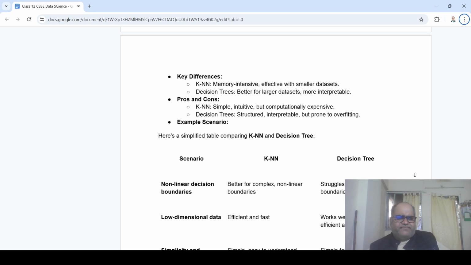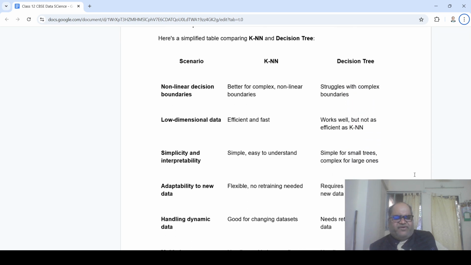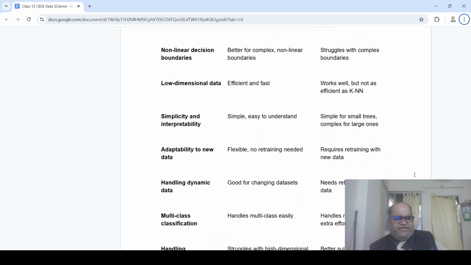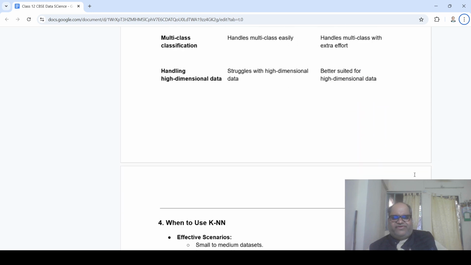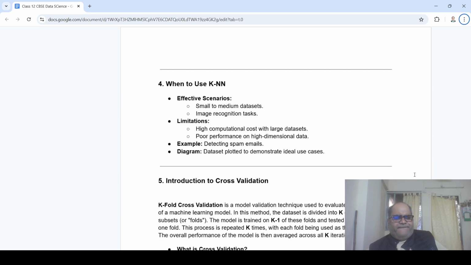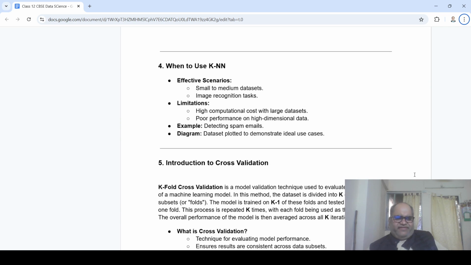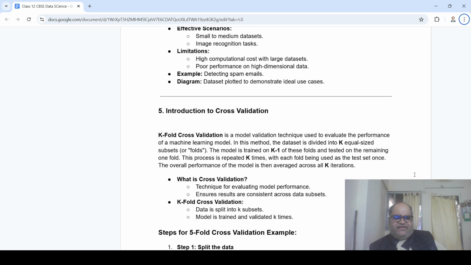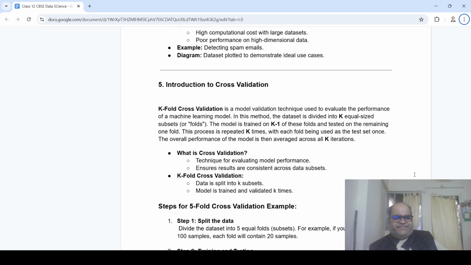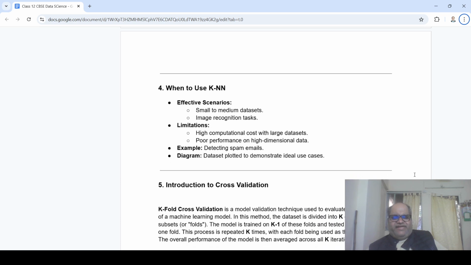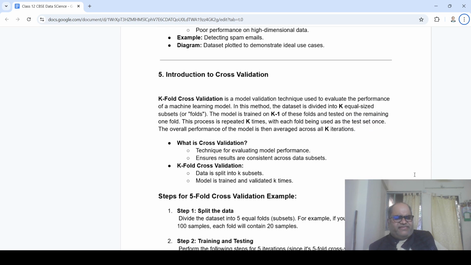Yeah. Just keep some of these common things in mind. We don't have to keep all of these. You can actually go through and scroll through it. So when to use KNN, right? Effective scenario: small to medium data set. What are its limitations? Computation cost is high, and poor performance for high dimensional data. And we have seen some examples. Okay, so we'll rest our KNN related discussion here.